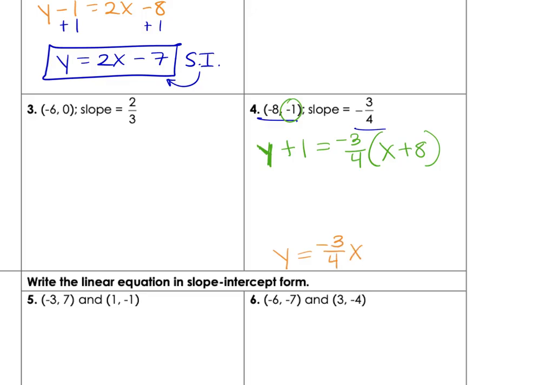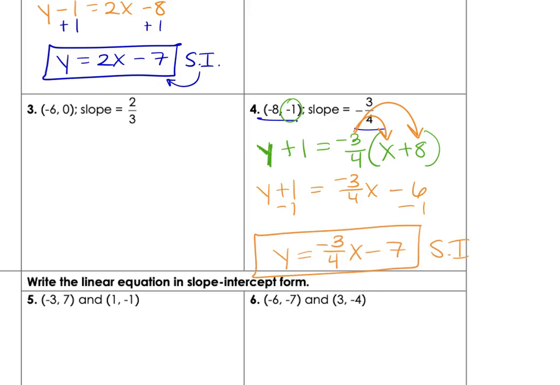Negative 3/4 x. So you had to distribute this. This got you negative 3/4 x minus 6. But you had the y plus 1 over here. What's your last move? Take away the 1. So this is minus 7. So this is slope intercept form. This one is point slope form. Okay, questions on that?